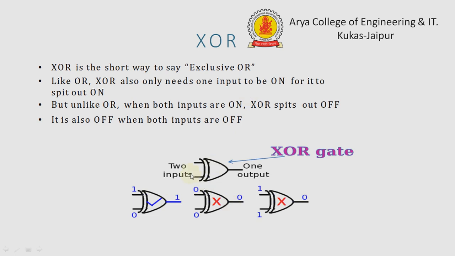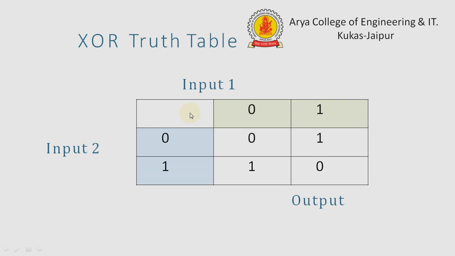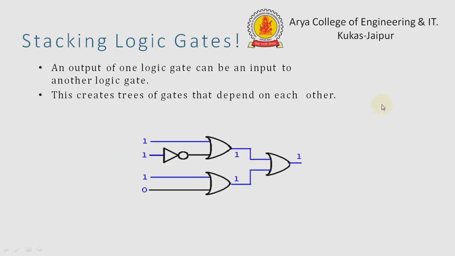This is the symbol of the XOR gate. Here are the two inputs and one output. Here is the truth table of the XOR gate. When both inputs are 0, it is 0, and when both inputs are 1, it is 0, and at other times it is high.